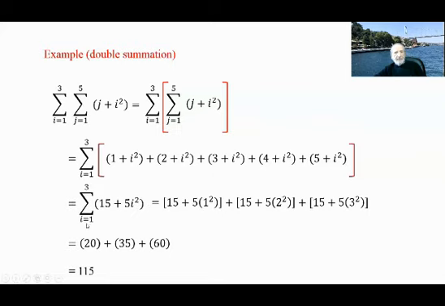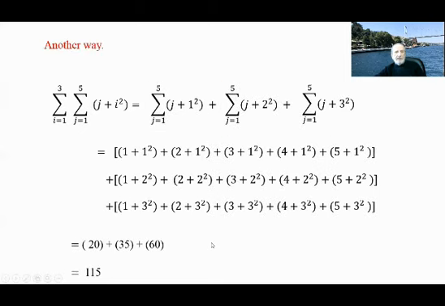Now you replace i by 1, 2, and 3. And you see here you get 15 plus 5, 20. You get here 15 plus 20, 35. You get here 15 plus 45, 60. You add them, you get 115.